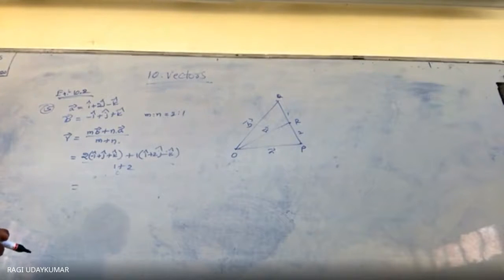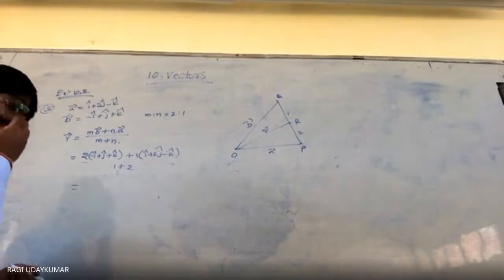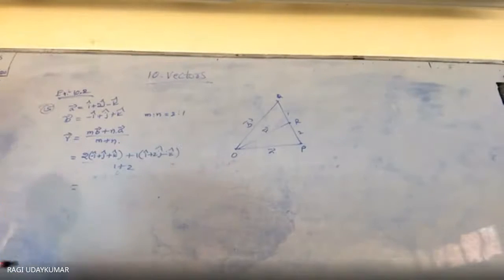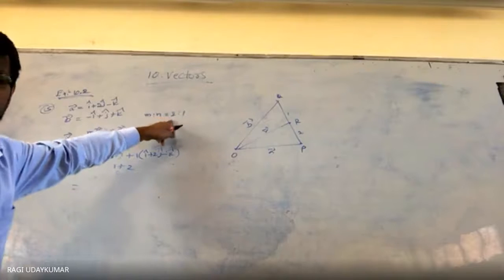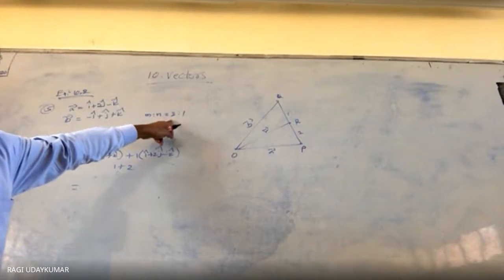In the 16th problem, they are asking to find the position vector of the midpoint. So the midpoint is nothing but the ratio 1:1, which you need to take here.